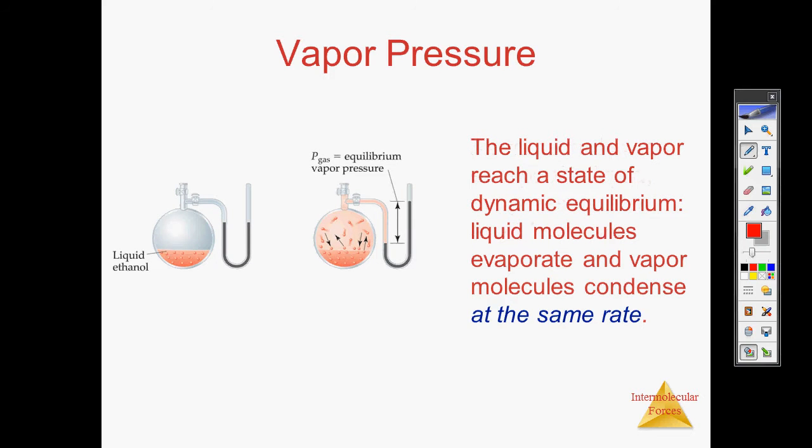And then we have the liquid and vapor reach a state of dynamic equilibrium. Liquid molecules evaporate and vapor molecules condense at the same rate. Equilibrium, same rate. That's what we're going into: reaction kinetics and equilibrium before Christmas. New stuff. Not completely new, but equilibrium will be new for most of you. We're going to be calculating that stuff in the future, but you need to know equilibrium is always trying to get to the place of least resistance.